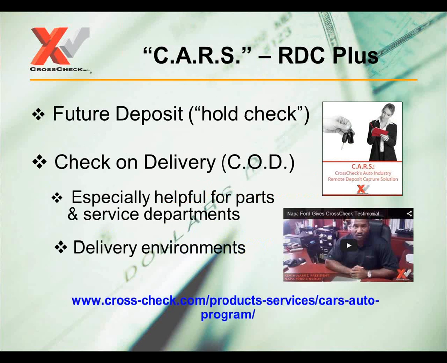This particular slide is speaking directly to the auto industry folks right now because it describes our CARS service. CARS is like our superhero payment service, we like to say, because it combines RDC with future deposit and check on delivery. Future deposit is another term for whole check where customers can write up to 4 checks for the total amount and agree on a payment schedule with the merchant to pay off the account, usually within 30 days.